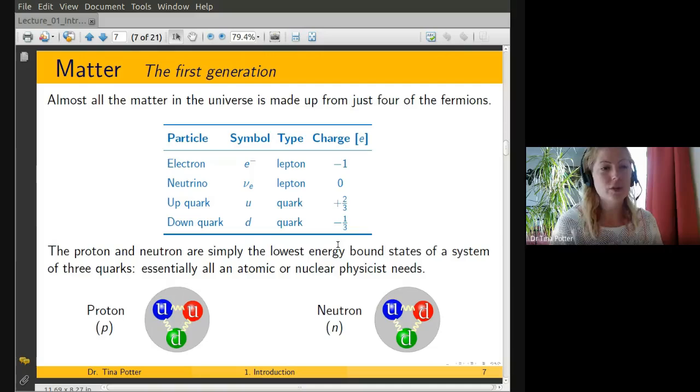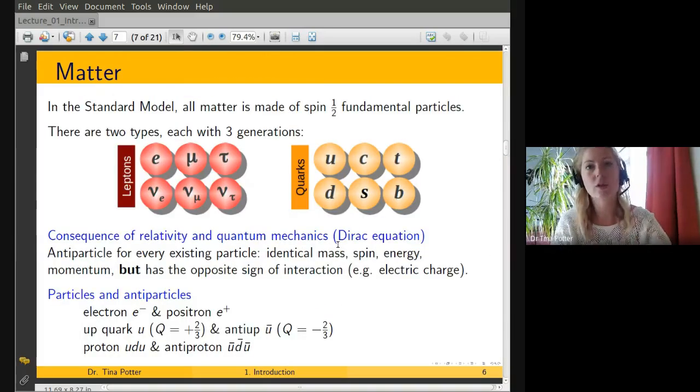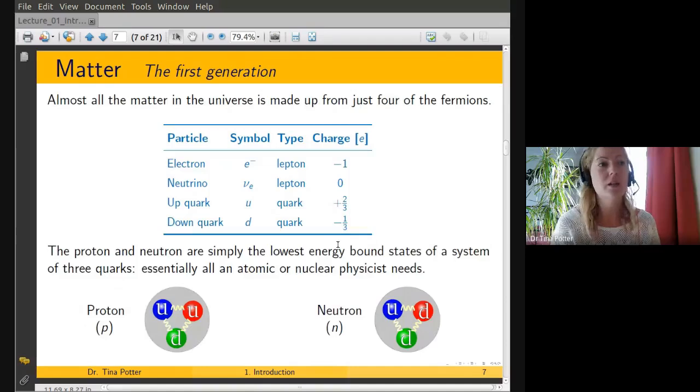Right, now let's have a look at the first generation, because out of all of these 12 particles, our whole universe is made up of just 4 of them: the electron, the electron neutrino, and the up and down quarks. Most matter in the universe is just made up of those. So why on earth do we need 3 generations? Nature is very, very interesting in that way.